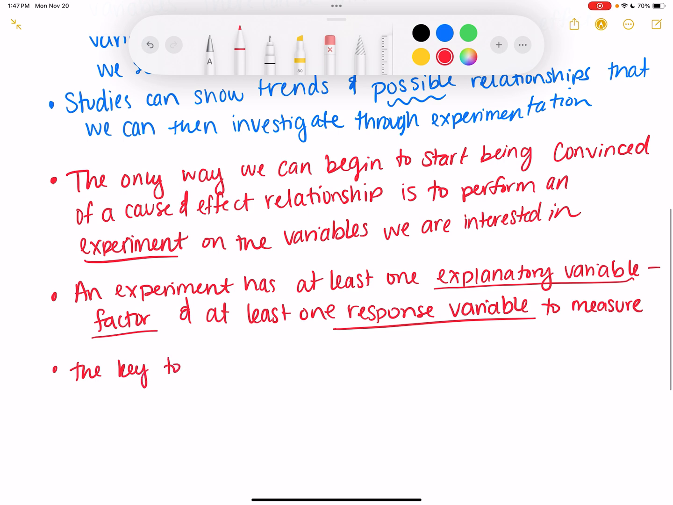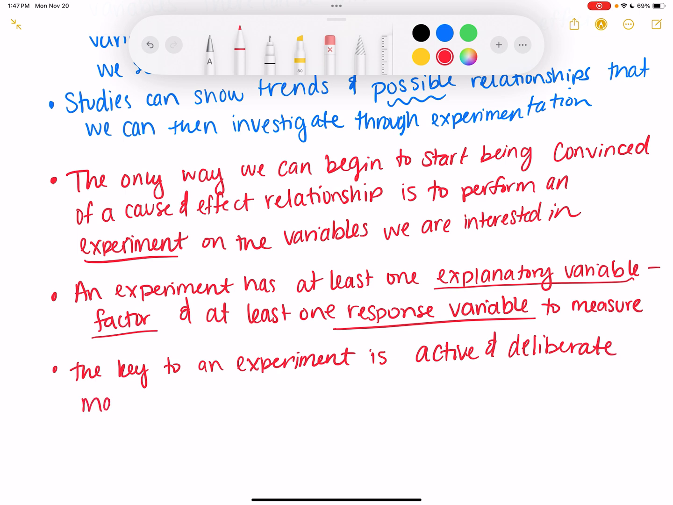The key to an experiment is active and deliberate manipulation of factors and random assignment of subjects to treatments.